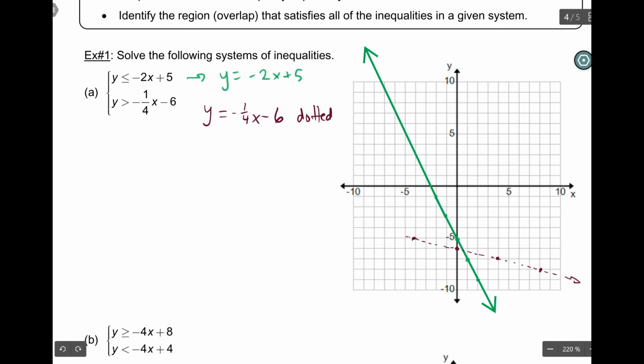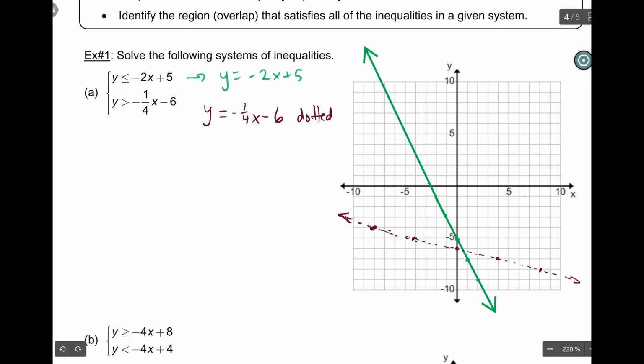Up 1, 1, 2, 3, 4. Okay, so I've plotted my two lines. The top one was solid because it had the or equal to. The bottom one was just dashed because it was just a greater than. Now I need to figure out which side to shade in.